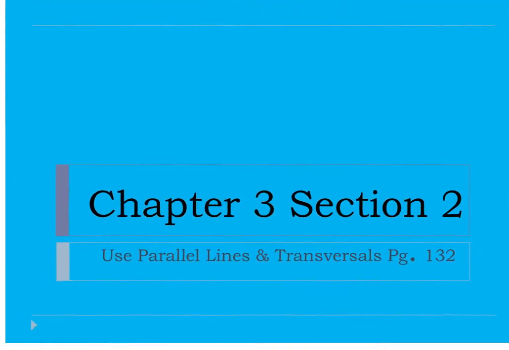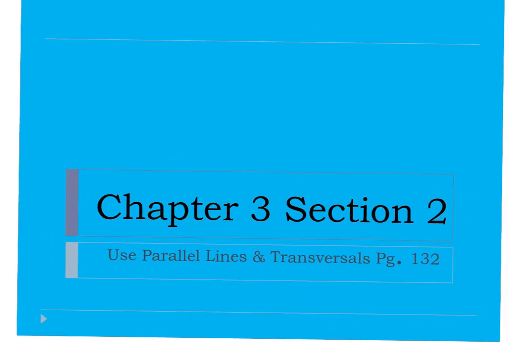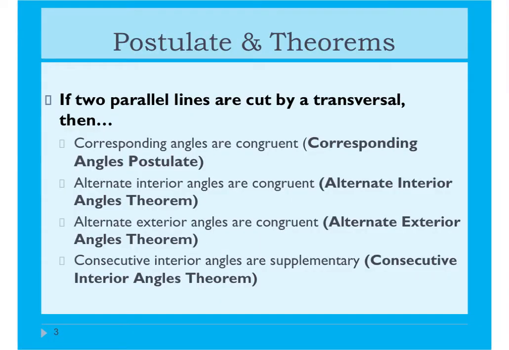All right, this is chapter 3, section 2, using parallel lines with transversals. Okay, so we've got a few postulates and theorems. What these postulates and theorems say is that if two parallel lines are cut by a transversal, and I'm going to go ahead and draw an image, two parallel lines, again, we know they're parallel by those two arrowheads, if they're cut by a transversal, corresponding angles are congruent.